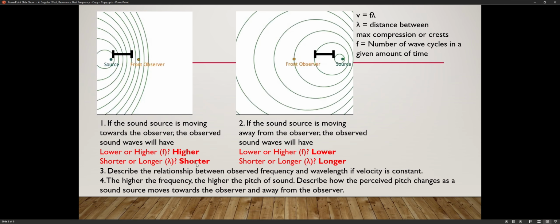So number 3, describe the relationship between observed frequency and wavelength if velocity is constant. Inverse relationship. There's an inverse relationship there. Number 4, and this is also something really important. The higher the frequency, the higher the pitch. So the lower the frequency, the lower the pitch.